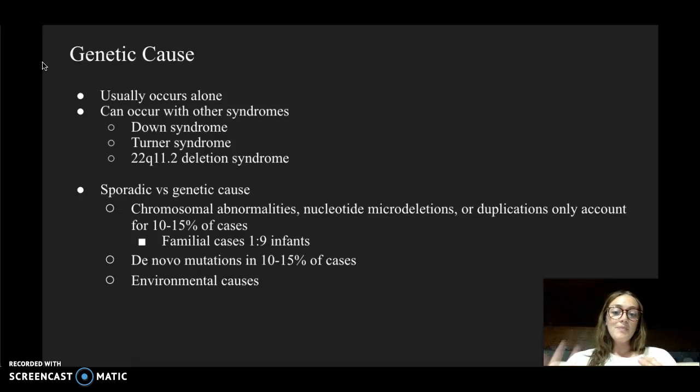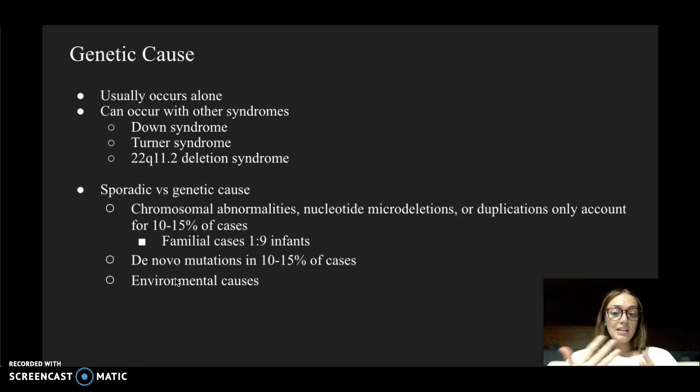Now, with families that have no history of heart problems at all, and the infant ends up having one of these congenital heart diseases, also known as critical congenital heart disease, these mutations that occur are new, so de novo, which is a new mutation that has happened.